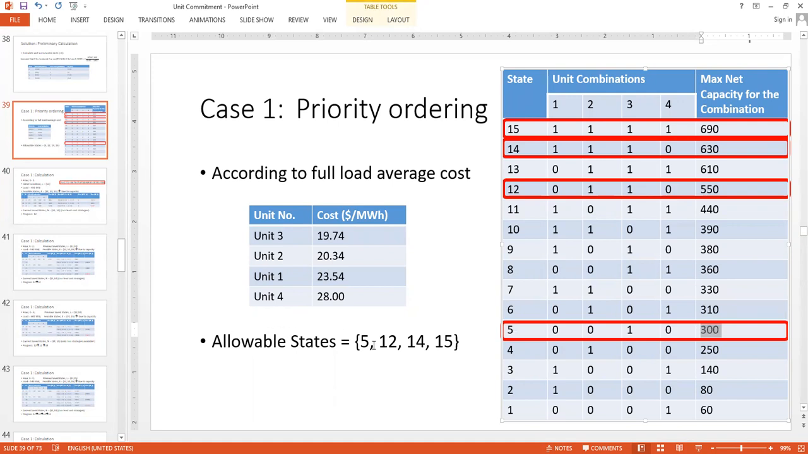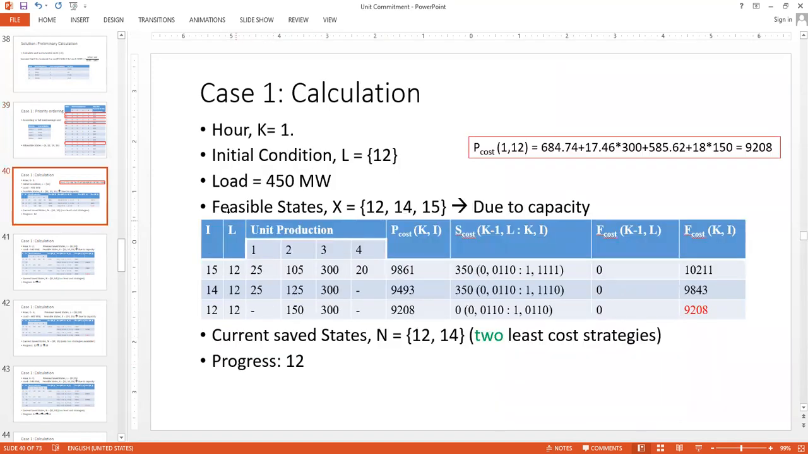So from the allowable states, following the priority ordering, we found that 4 states are allowable. However, when we check the capacity of each allowable state, we find that state number 5 fails to satisfy the demand of 450 megawatts. So that state 5 will be excluded from the feasible states set. Due to the capacity limitation, we exclude state number 5. So we are only left with 3 feasible states, 12, 14, and 15.